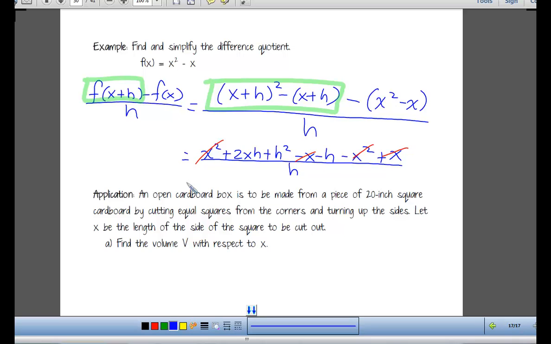I'm going to factor the h's out since I'm running out of space. When I factored out h, I was left with 2x plus h minus 1. And then of course these h's between the numerator and denominator cancel. And so we are left with 2x plus h minus 1. Questions about that? All right, very good.